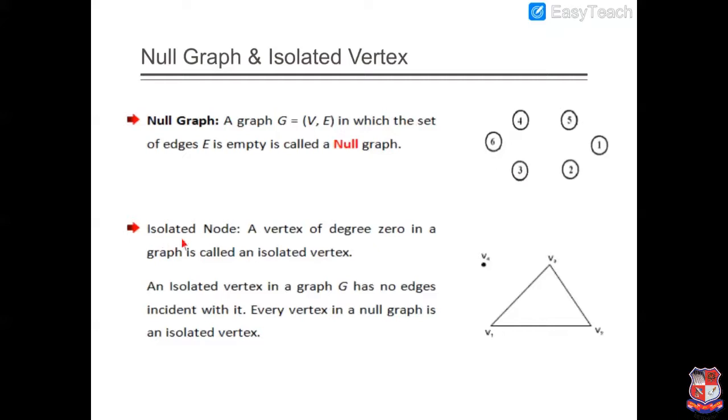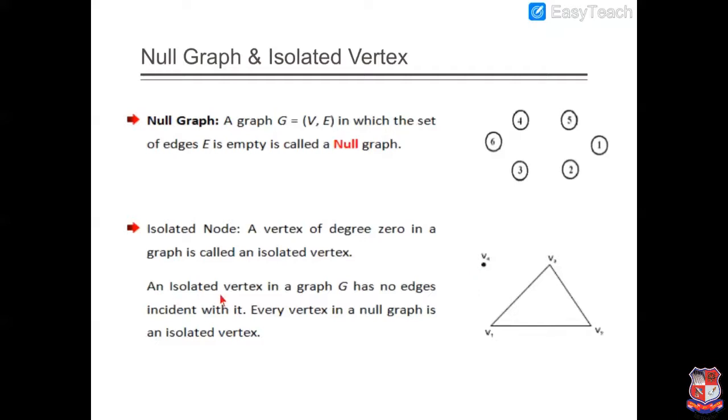Now what is an isolated node? A vertex of degree 0 in a graph is called an isolated vertex. In the given graph, V4 is an isolated node because it is not connected with any edges, therefore its degree is 0. So a vertex of degree 0 is called an isolated vertex. Here in this graph, V4 is an isolated vertex.